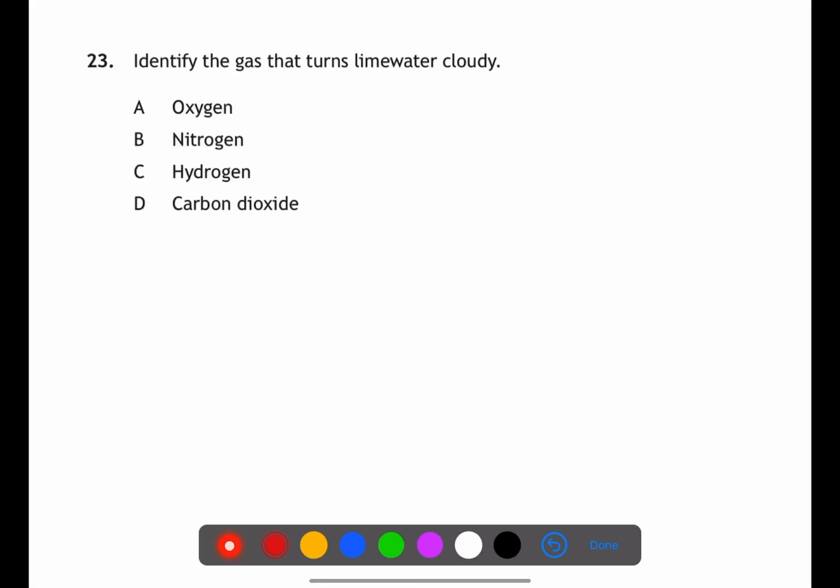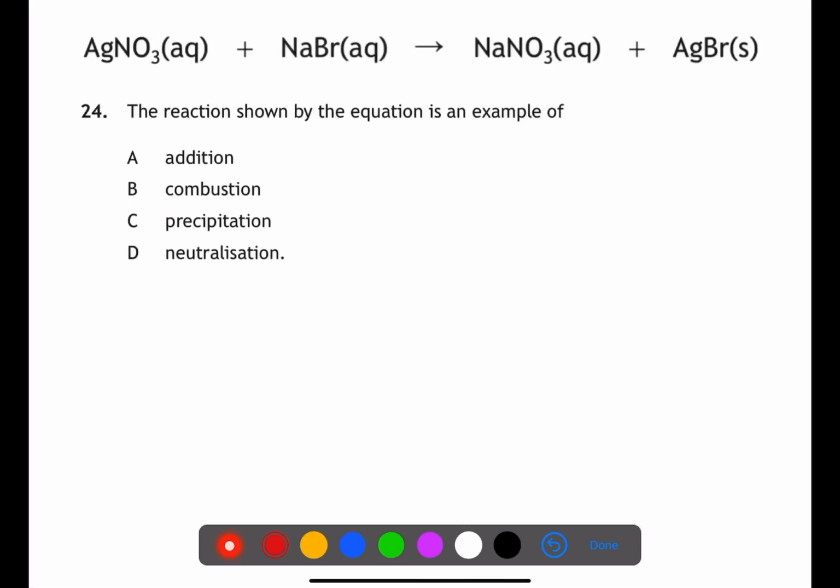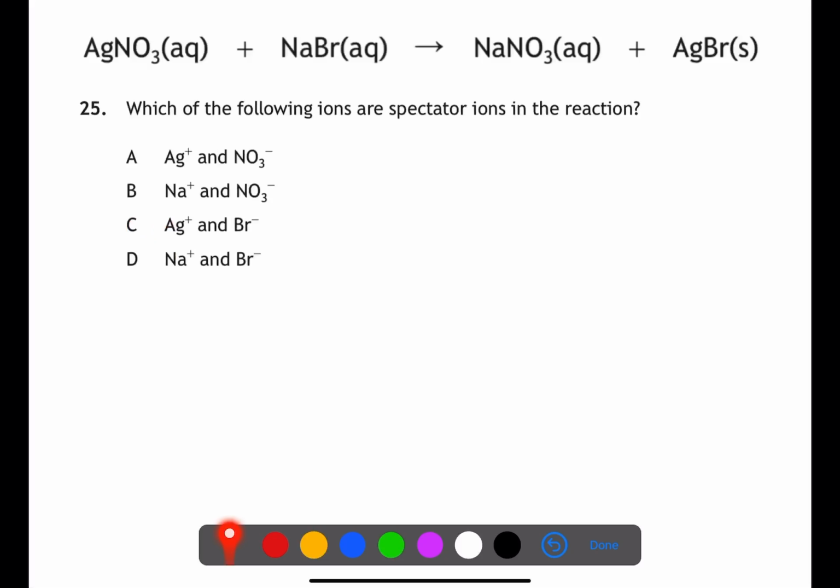Question 23. Identify the gas that turns lime water cloudy. You're expected to know the different gas tests. For oxygen, it will relight a glowing splint. Hydrogen would burn with a pop, and carbon dioxide would turn lime water cloudy. Question 24. The reaction shown by the equation is an example of what? So in this equation we have 2 aqueous solutions reacting together to form an aqueous solution and a solid. This is an example of a precipitation reaction. An addition reaction would require an alkene, a combustion reaction would require oxygen, and a neutralization reaction would require an acid and a base.